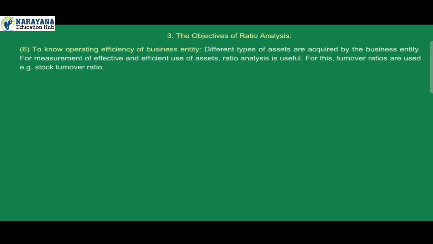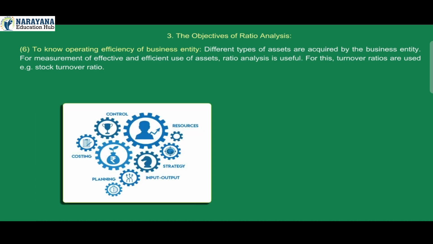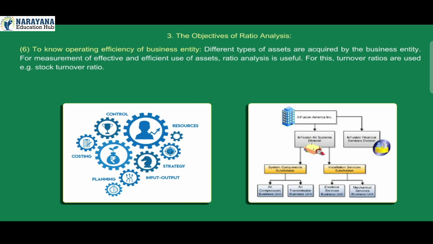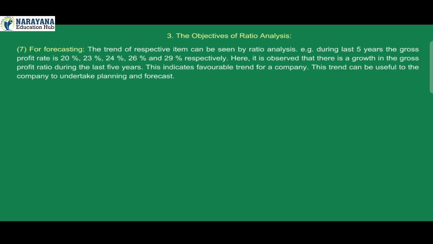6. To know operating efficiency of business entity. Different types of assets are acquired by the business entity. For measurement of effective and efficient use of assets, ratio analysis is useful. For this, turnover ratios are used. Example, stock turnover ratio.